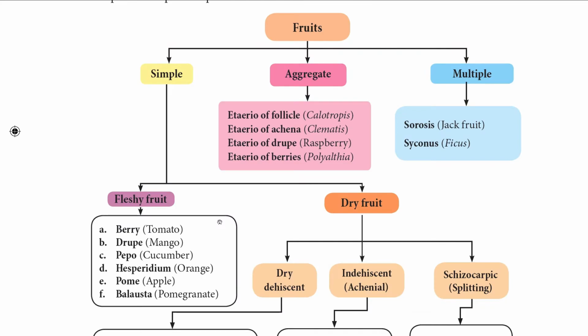Based on structure, the fruits are classified into 3 types, namely simple fruit, aggregate fruit and multiple fruit.